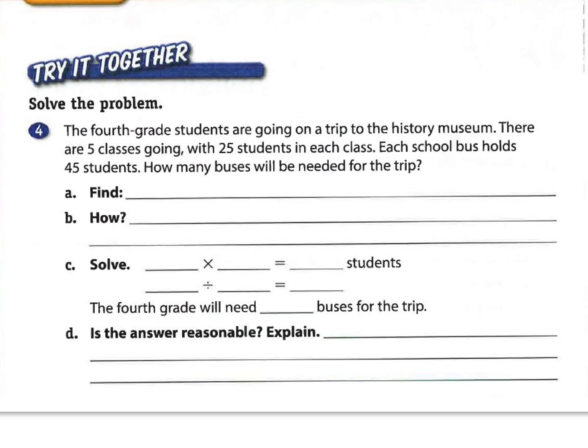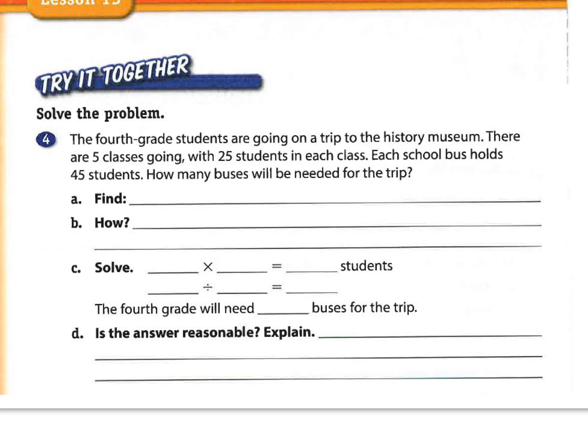Okay, next one. This says the 4th grade students are going on a trip to the History Museum. There are 5 classes going, with 25 students in each class. Each school bus holds 45 students. How many buses are needed for the trip? So we need to find the number of buses. How are we going to do that? We need to multiply and divide. We need to do 2 things.